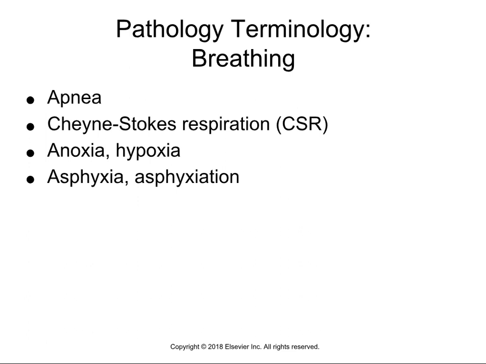Anoxia. Anoxia means an absence or deficiency of oxygen in body tissues. Anoxia is more severe than hypoxia, but the term hypoxia is also used to mean oxygen deficiency. Then we have asphyxia or asphyxiation.